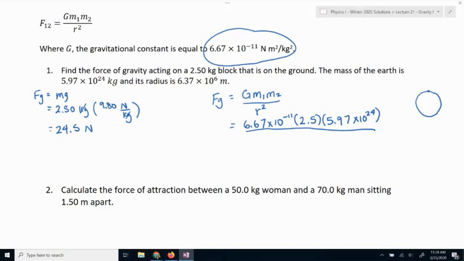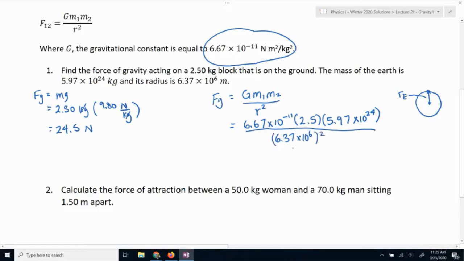Should it be 6.37 times 10 to the 6? Good. So the center of the Earth to the surface of the Earth is that 6.37. That's the radius of the Earth. And the object, the block, is so small in comparison that we can just ignore that. So I'm going to put for my R just the 6.37 times 10 to the 6 meters, and we don't need to worry about the size of the block because it's so small in comparison.